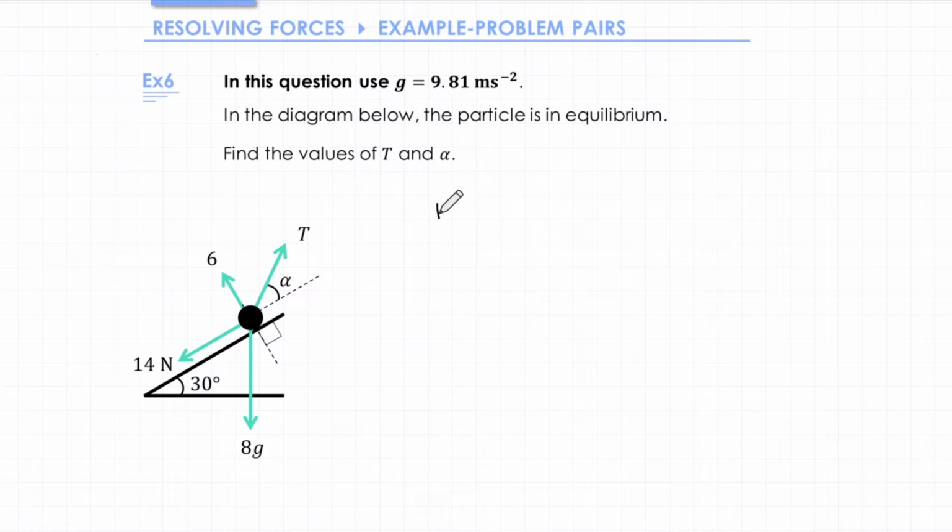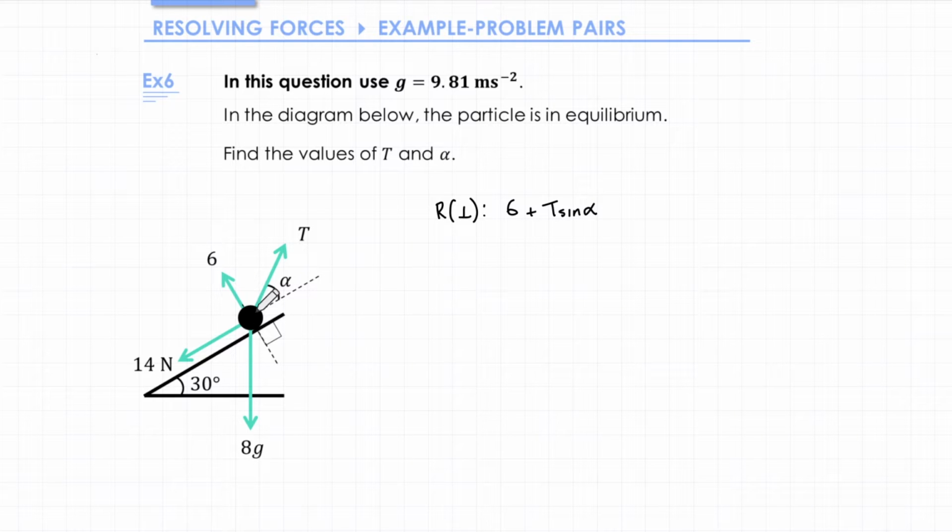So we'll start by resolving perpendicular to the slope. We've got the 6 Newton force acting straight out of the slope. We have a component of force T. We're not crossing the angle, so that will be T sine alpha.